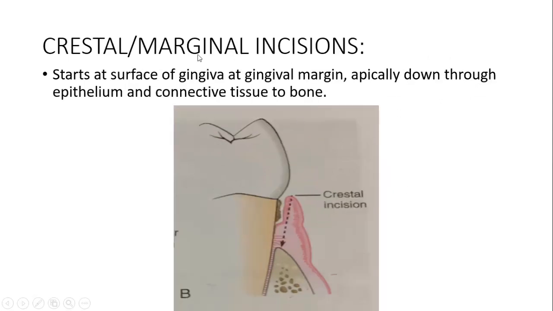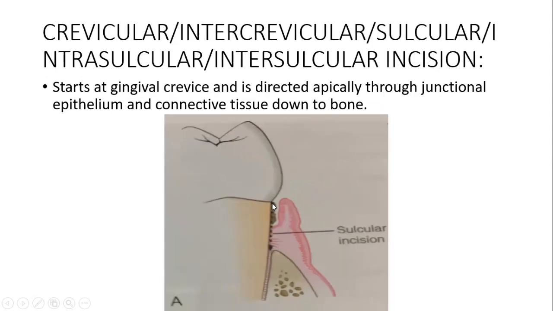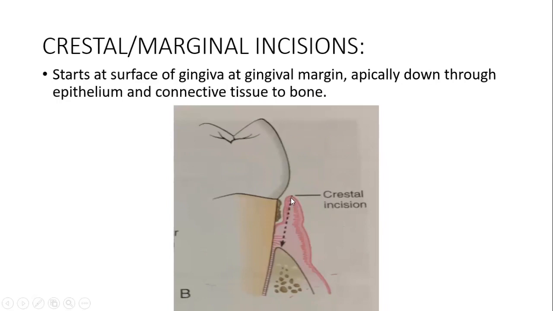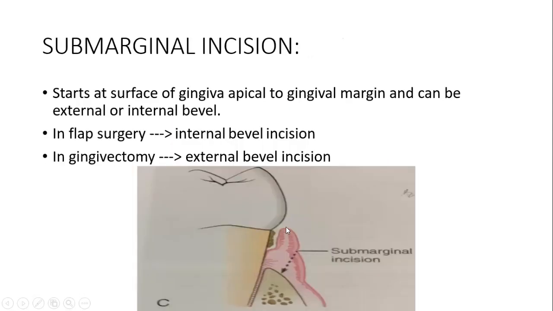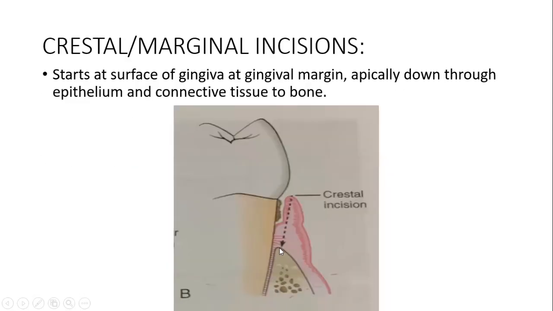Then we have another incision, the cristal, also known as the marginal incision, that starts at the surface of the gingival margin. Here you need to know the difference between the cristal and the crevicular incision. The crevicular one starts at the gingival crevice, and this one starts at the gingival margin. It moves downward through the epithelium and the connective tissue to the bone. So this is the cristal incision.